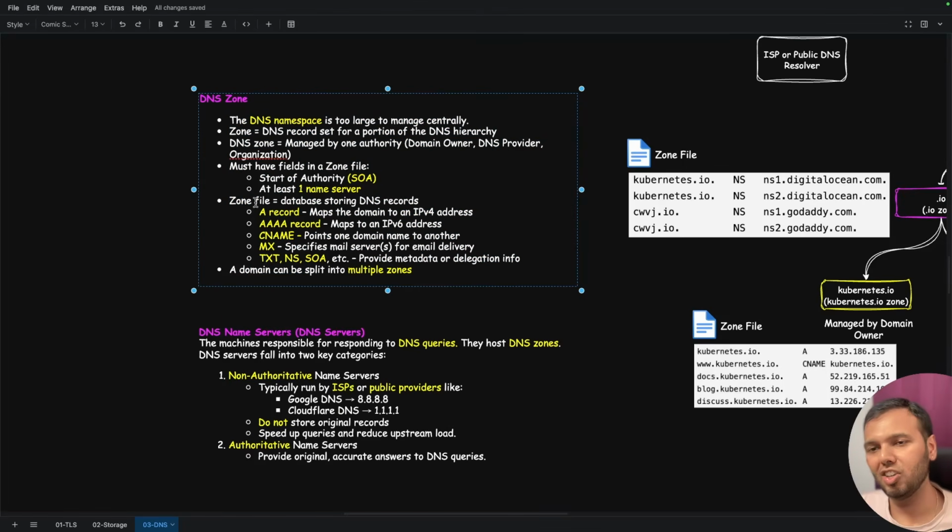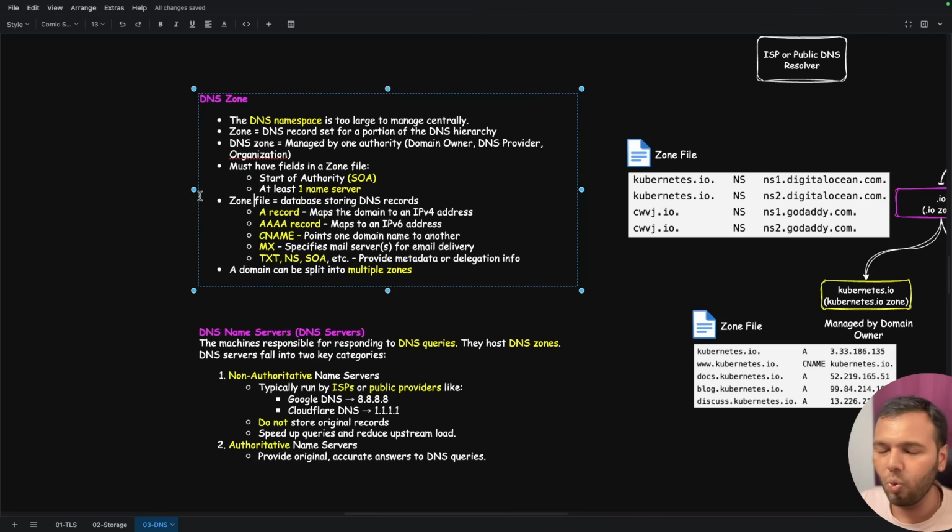Now, what is a zone file? Zone file, plain and simple, is equal to a database that stores DNS records. What are DNS records, Varun? There are different types of DNS records. An A record maps the domain to an IPv4 address. An AAAA record maps to an IPv6 address. CNAME points one domain name to another.